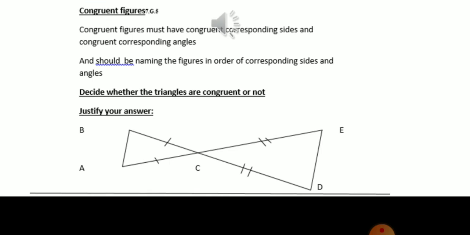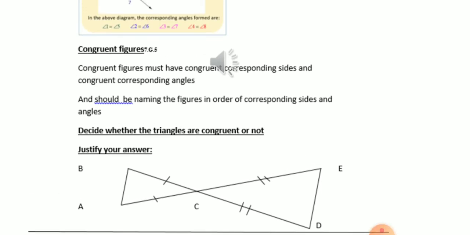Okay, what does this mean? Decide whether the triangles are congruent or not. Justify your answer means give reason, Rafat.